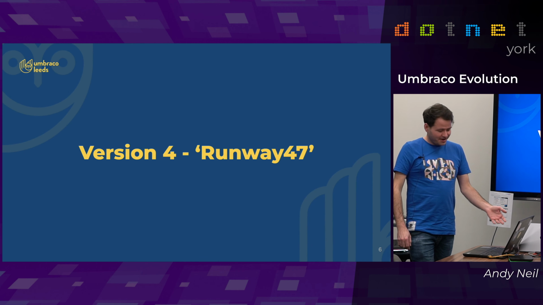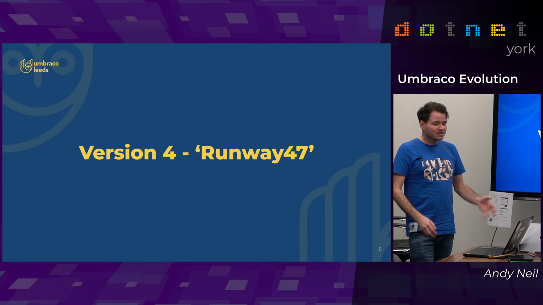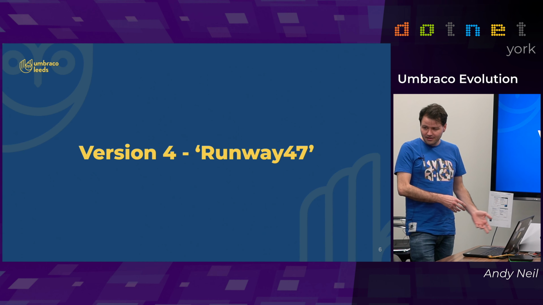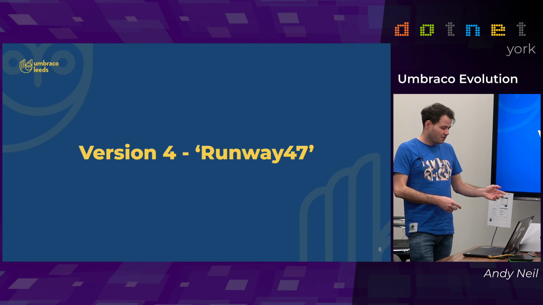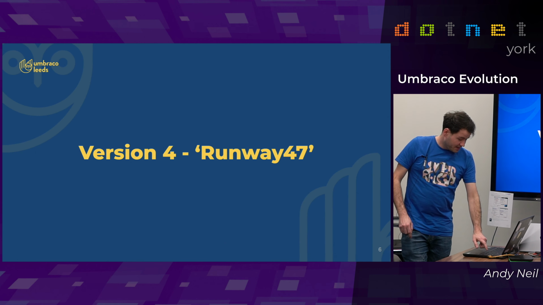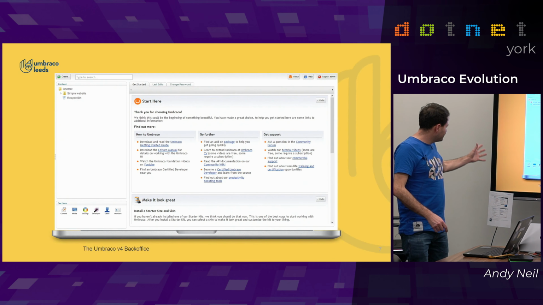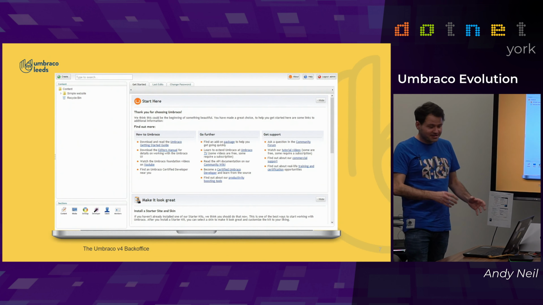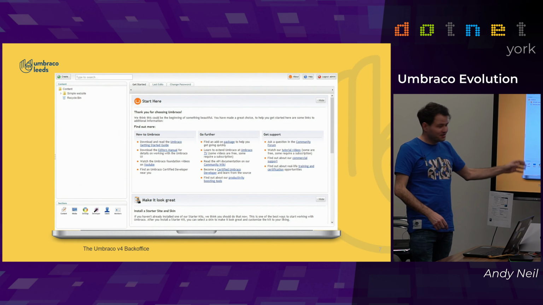So version 4, I also knew it as Runway 47 because it came with a starter kit called Runway, so we named our dev server Runway 47 because it was Umbraco 4.7, and it was really cool. It let you do stuff, and it had an amazing back office. So instead of Vidar and really ugly CSS, this was cutting edge. This was awesome.